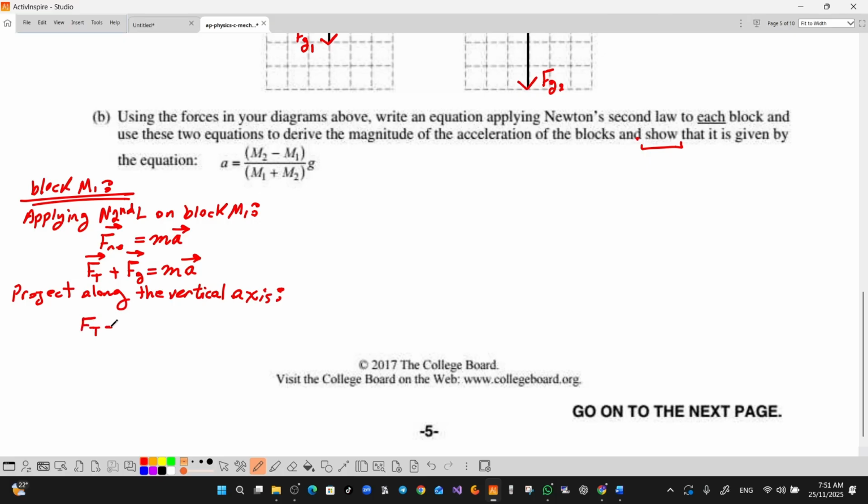So Ft minus Fg is equal to ma. Now we know that Fg is equal to mg. Now we move mg to the other hand side. We change the sign from minus to plus, and we will get the first expression for the tension of the string on block M1.